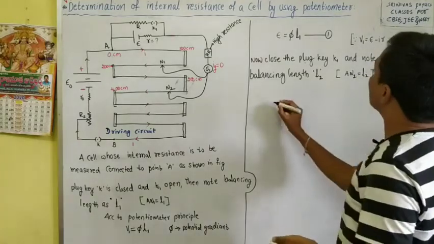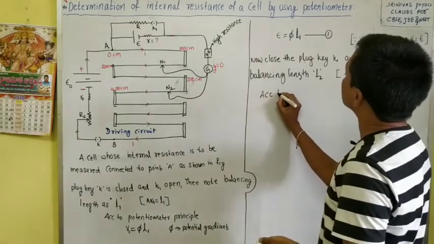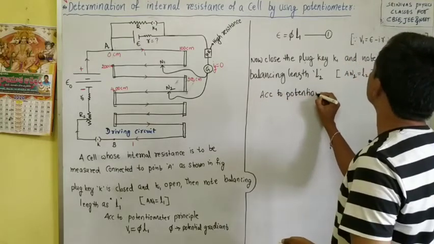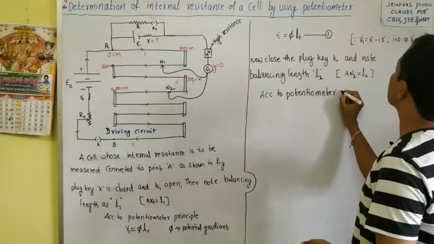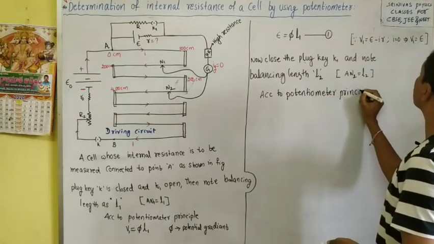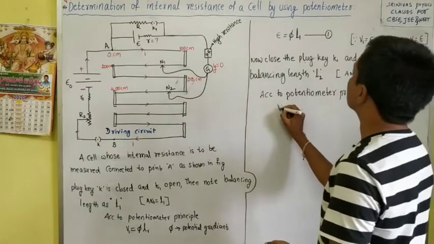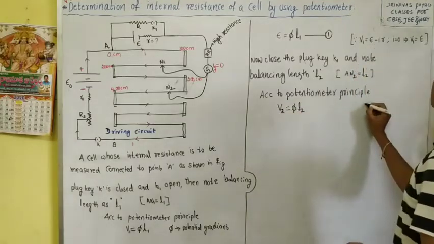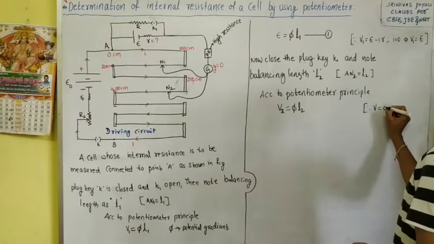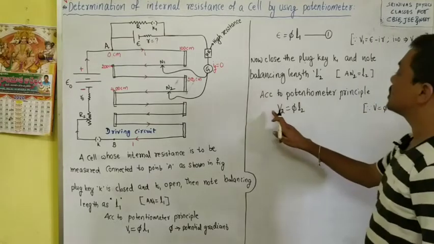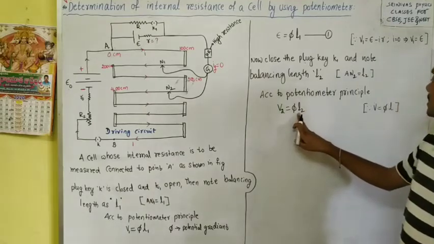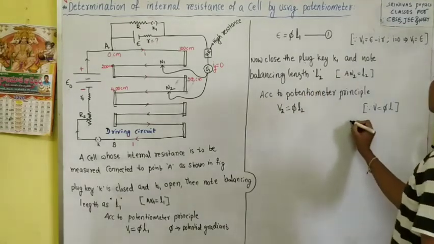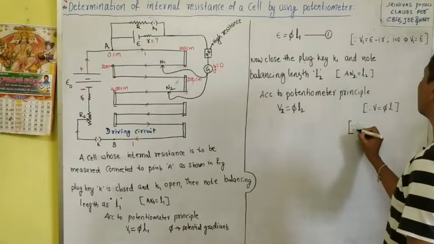Now again, according to the potentiometer principle, what will you get? We already know the potentiometer principle: V is equal to phi L. But here, the second time, the balancing length is L2 and the potential we consider as V2. But what about the potential V2, whether it is 0 or not?